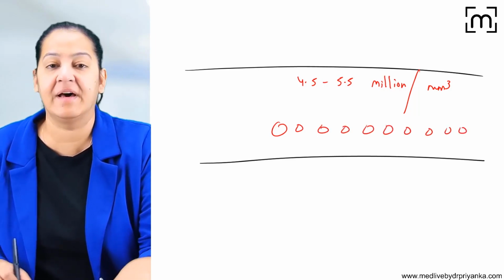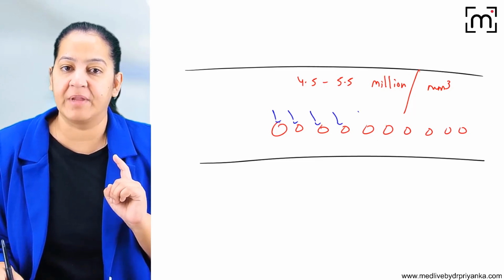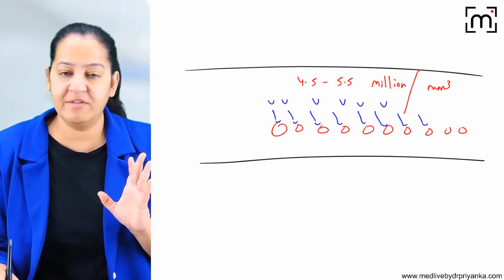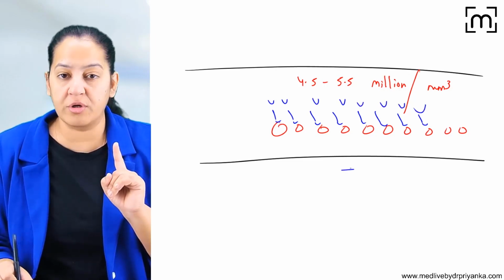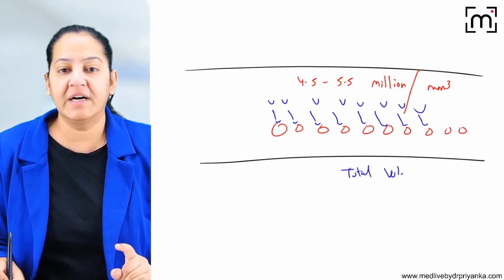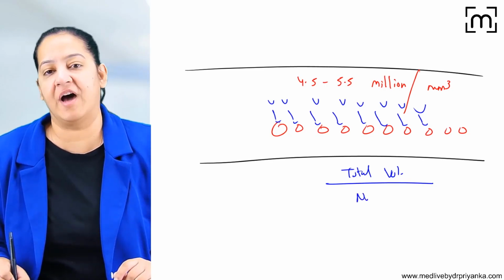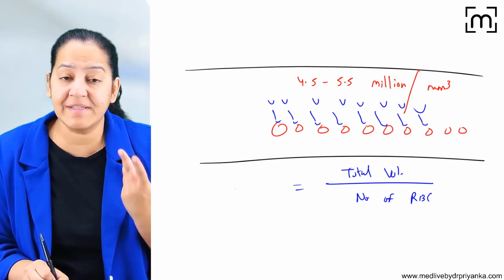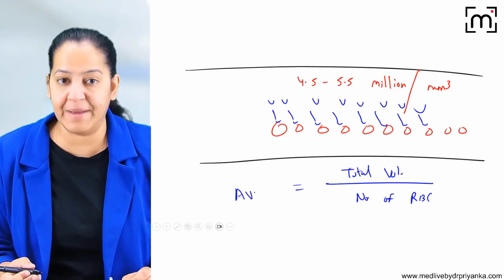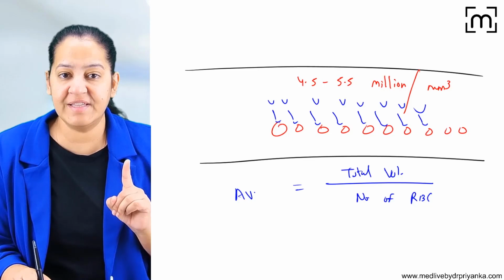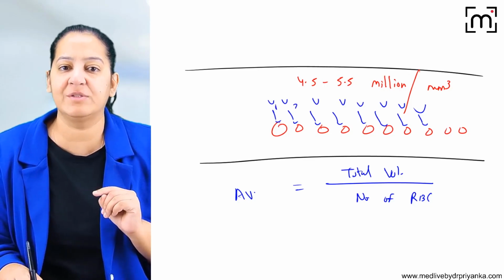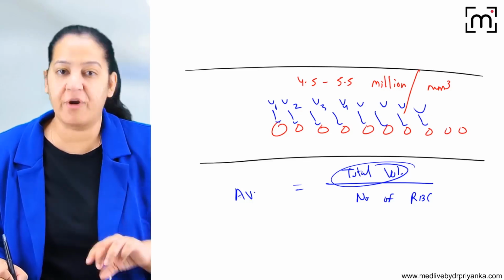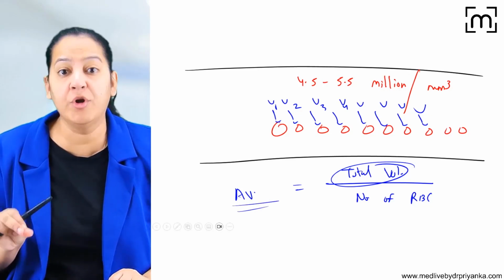Now, if we measure the volume of each of them, all 4.5 to 5.5 million, we divide the total volume by the number of RBCs, so we will get the average volume. What is mean or average? In mathematics, have you read the formula of mean or average? If the volume of the first RBC is V1, the second is V2, the third is V3, V4, we add all of them, V1 till Vn, and divide by the number of RBCs. That will calculate the average volume of all of them.